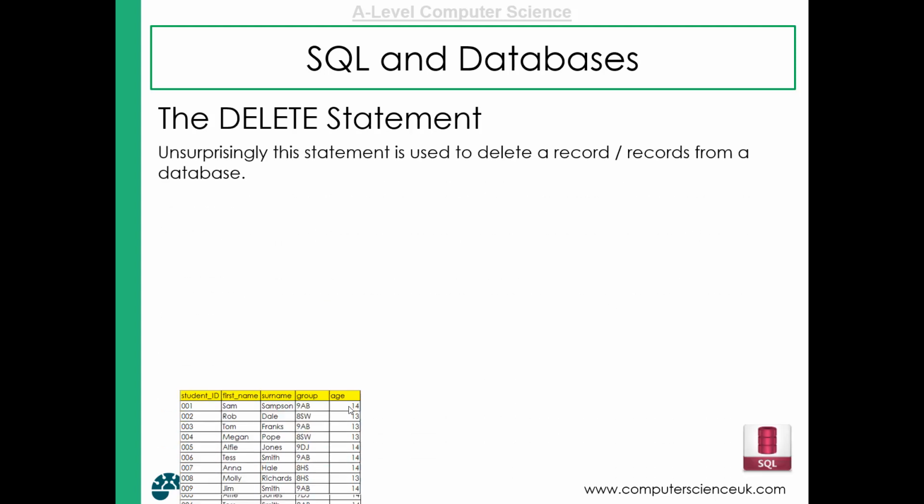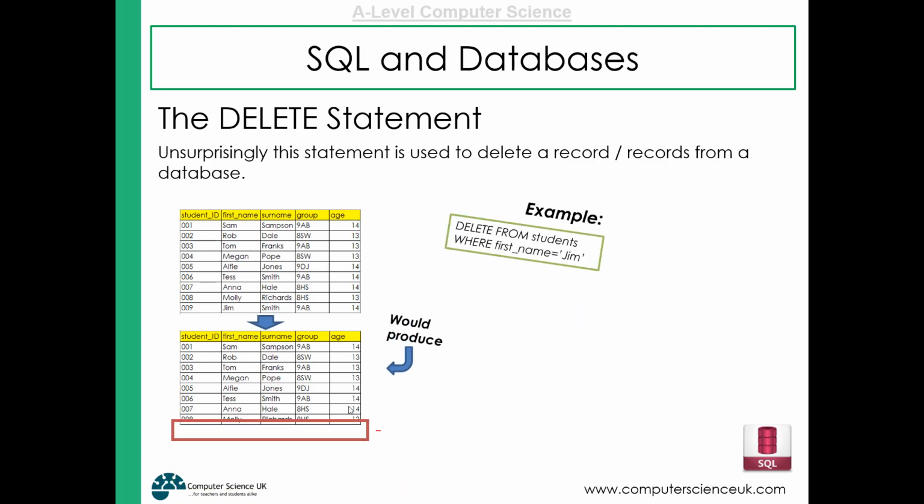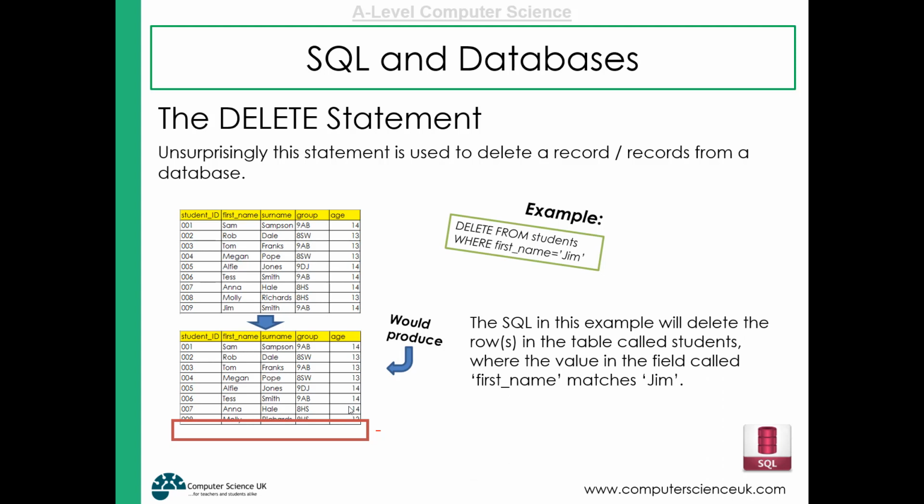Now the delete statement can be used to delete a record or a set of records. So here you can see that we've got delete from students where first name equals Jim. It finds the record where first name is Jim and it deletes it from the table. So the SQL in this example will delete the row or the rows. It's important to recognize that if you had more than one person called Jim, they would be deleted as well. In the table called students where the value in the field called first name matches Jim.